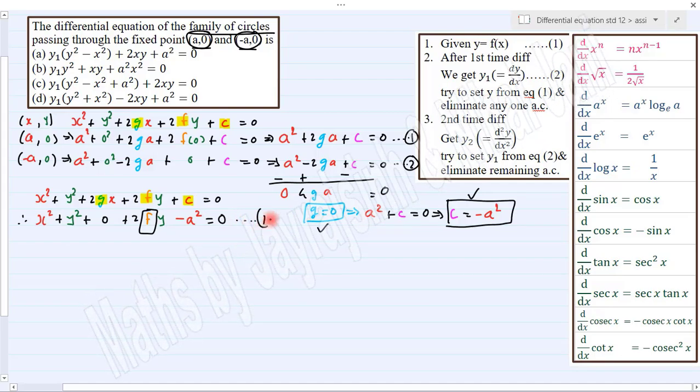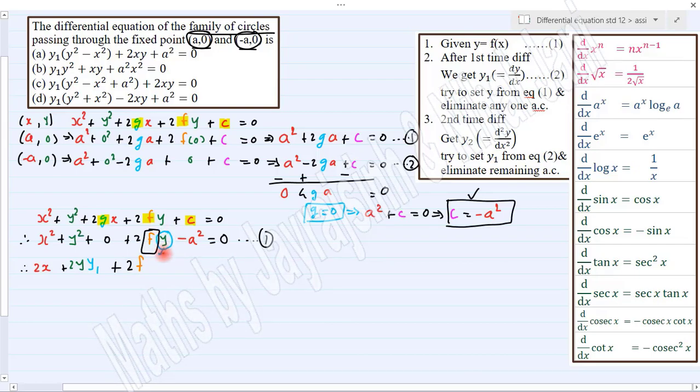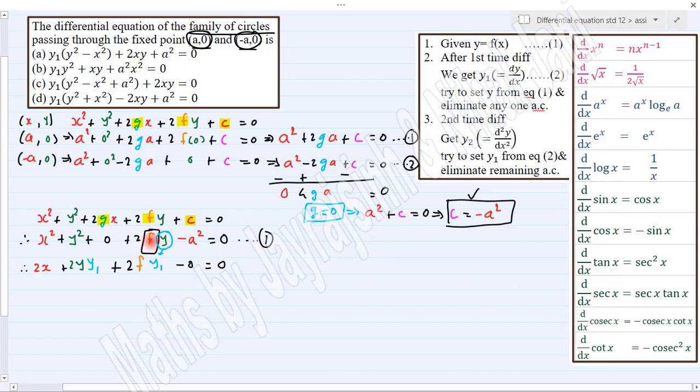So let's say this is your equation number 1 and we are ready to differentiate our equation with respect to x. So we can say differentiation of x square will be 2x, differentiation of y square will be 2y into differentiation of y, let's say y1, plus differentiation of 2fy, or we can say your 2f is a constant, we just have to differentiate y, which will become y1, and differentiation of a square will be 0. On the right hand side we already have 0. So now we just have to eliminate our arbitrary constant f.